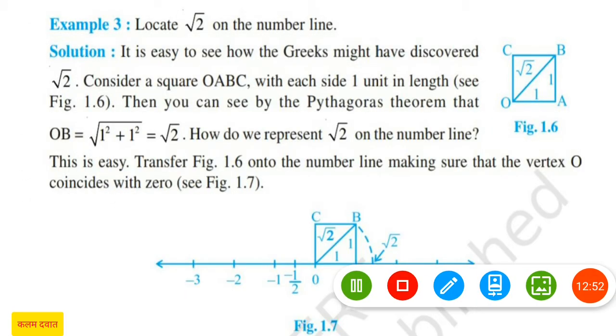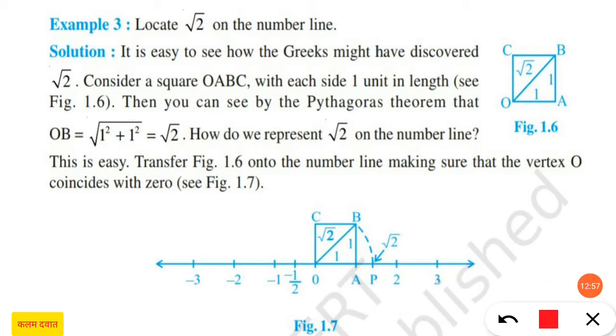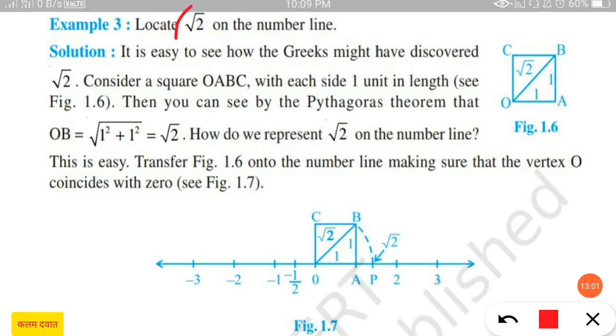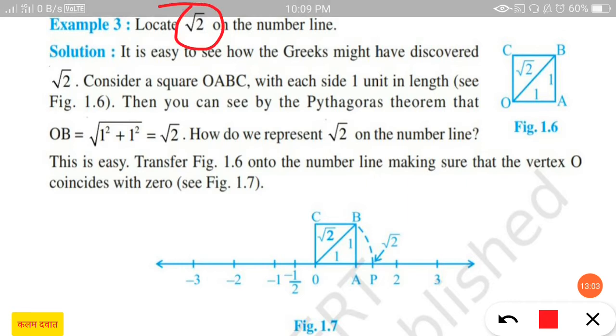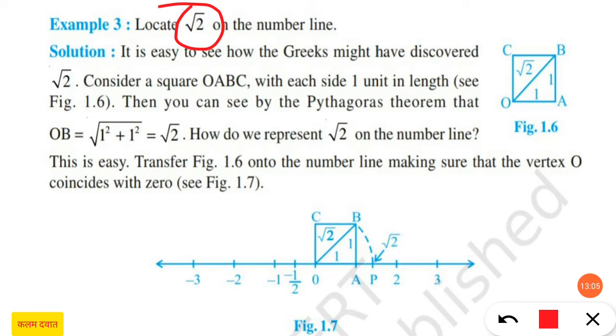Now see, this is an example. In this, we will learn to locate a number which is in the form of a root on a number line. For this, we should remember the Pythagoras theorem. Let me give you a quick revision of that.